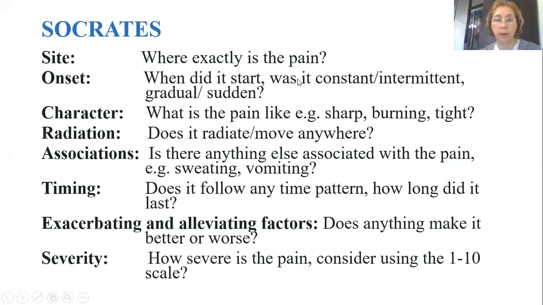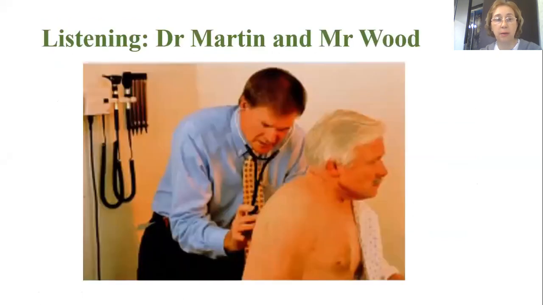Yes, okay, good. So the Socrates model, we were speaking about this. And now let us have a look at how this model works in a conversation between a doctor and a patient. We're going to listen to Dr. Martin talking to his patient, Mr. Wood.